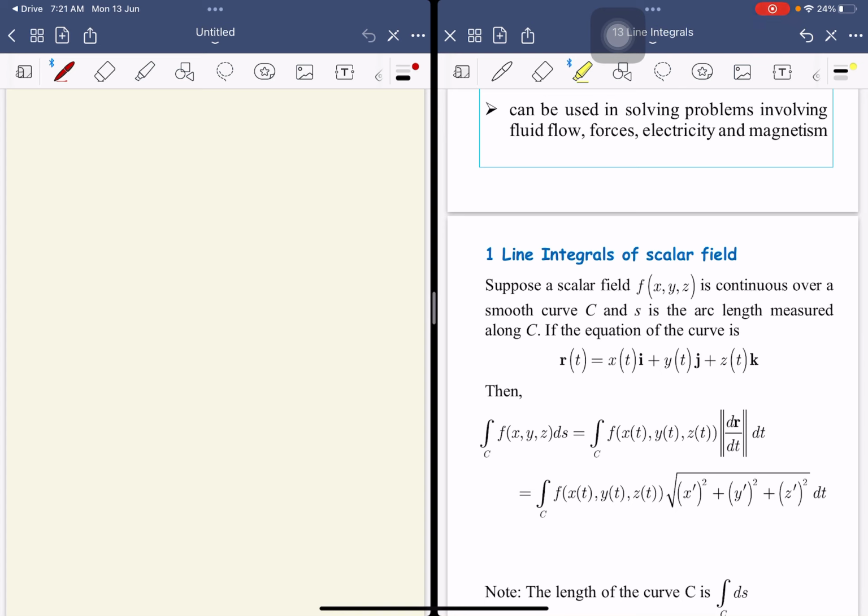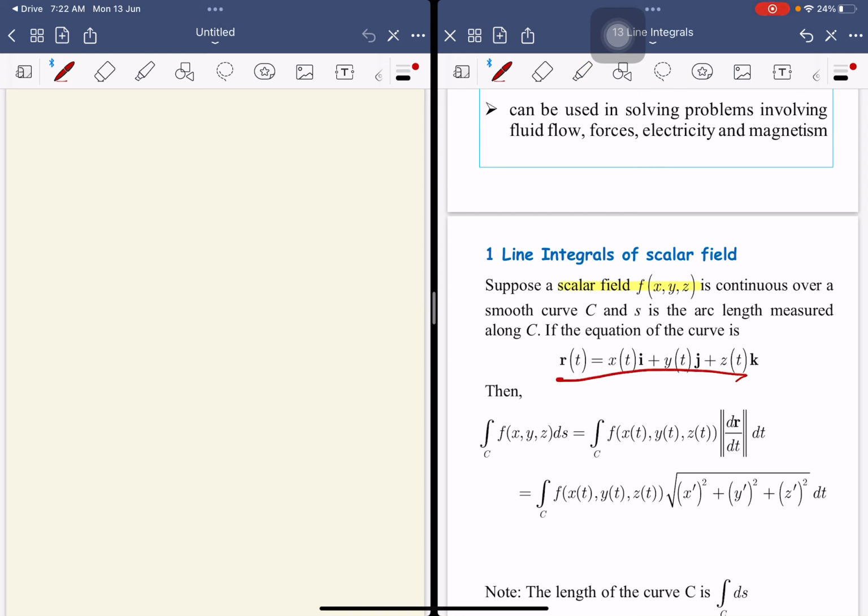Suppose we have a scalar field that is continuous over a smooth curve. Like I said, it's going to be a single integral over a curve, so we need a curve. S is the arc length measured along C. In other words, you need the equation of the curve in order to solve for the line integral, and the equation of the curve is given in terms of this.